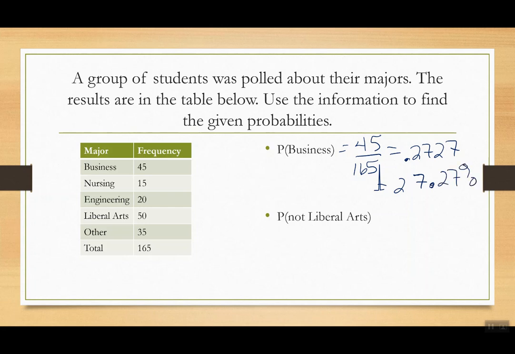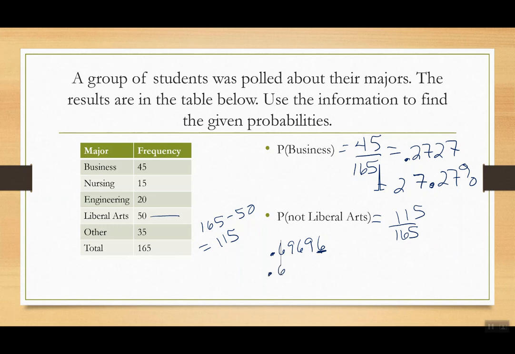Then let's look at not liberal arts majors. You can see there are 50 liberal arts majors, which means 165 minus 50 is 115 students that are not liberal arts majors. 115 over 165 gives you 0.6969 for 4 decimal places, but we don't want to stop there. I really need to look at the 5th decimal place to decide what happens. This 6 being greater than 5 says I need to round up. When I round the 9 up, it makes it a 0 and makes that next 6 a 7.